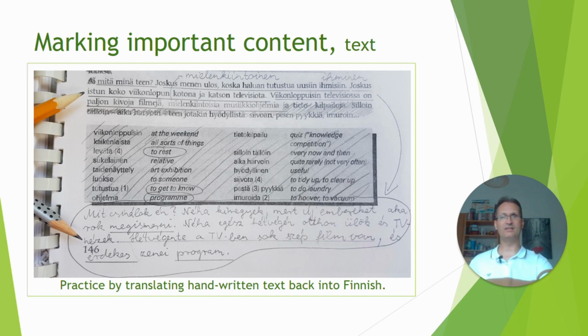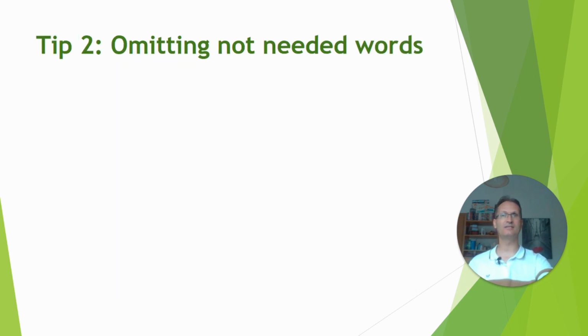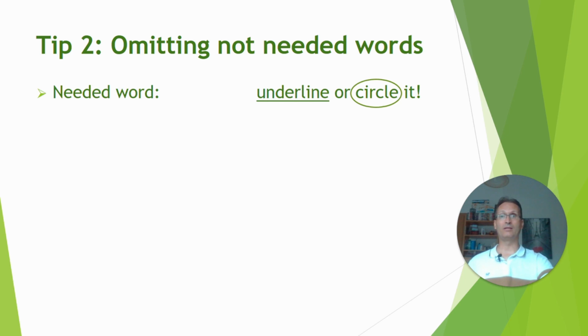Okay, I think this part is quite clear, so we can go to the next tip, which is omitting not needed words. Because in every language book, written even with the best intention, it can happen that you have words which you consider not so important or urgent to learn. But once again, if you find a needed word, you have to highlight it, underline or circle it. This is the previous point.